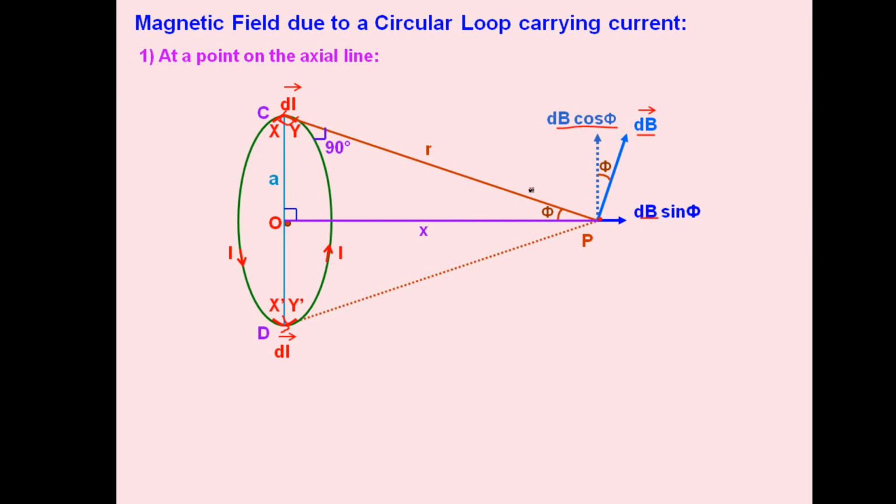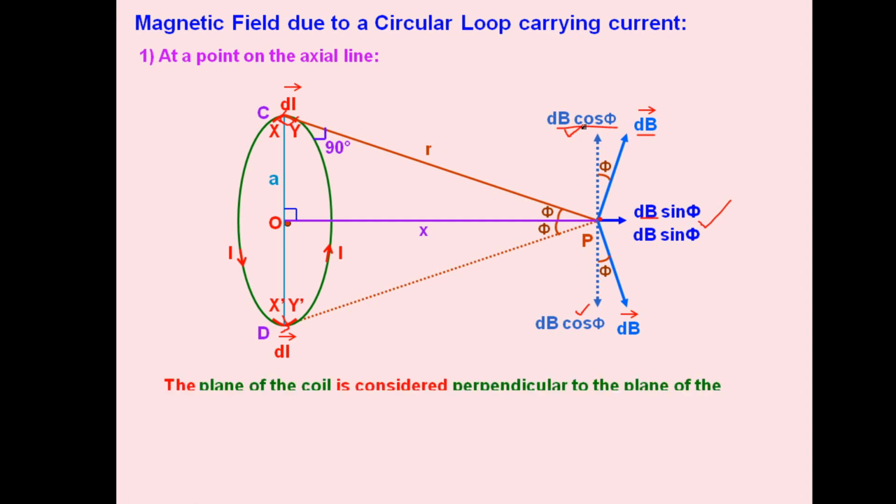Then similarly, from the lower, diametrically opposite position, we have another element x dash y dash of the same length dl. It will also produce magnetic field dB at the same angle phi. It will produce the sine component in the same direction, so they will add up, and the cos component this time in the opposite direction, so they will cancel each other. So we have to take care of these components while solving the relation.